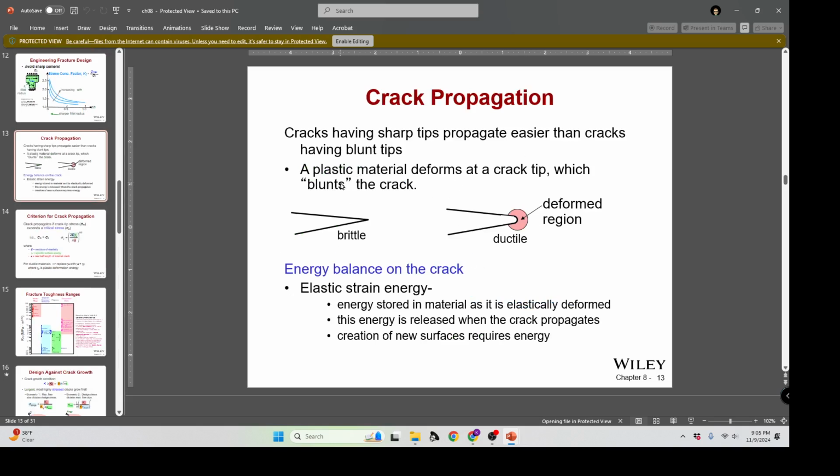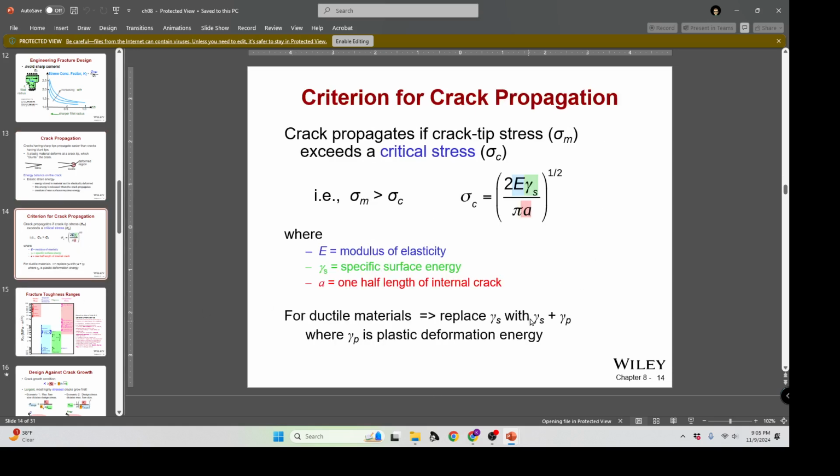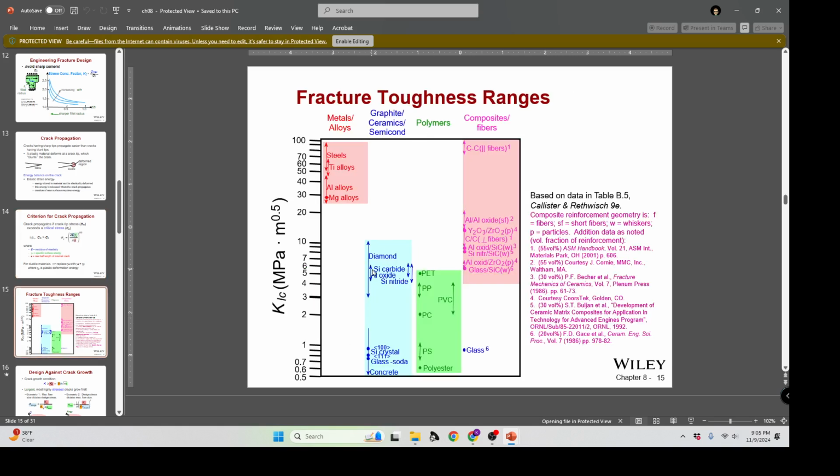And there's differences in how cracks propagate in those two different materials. So brittle is very sharp. A ductile is much less sharp. And the crack propagation just needs to be within a certain range of the elastic modulus. There's a specific surface energy and a half length of the internal crack, because you're looking at one side instead of double counting both sides. You want to be paying attention to that.